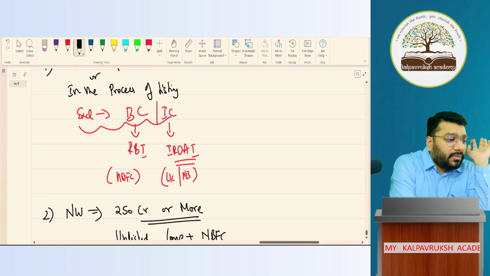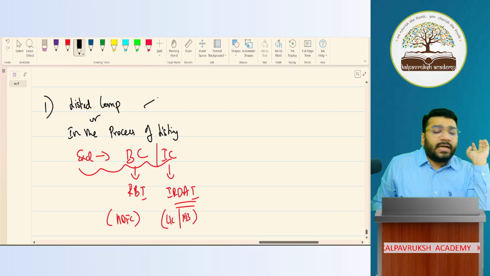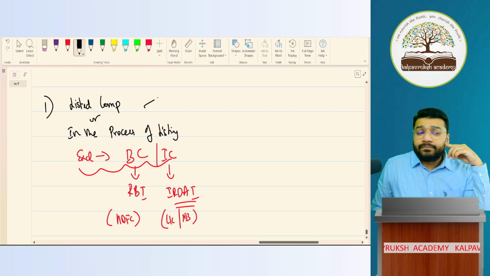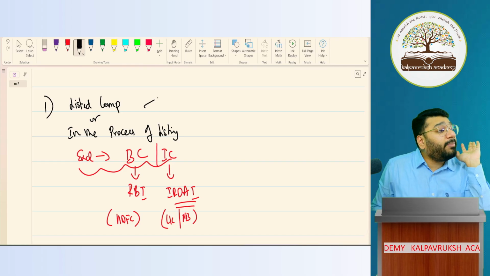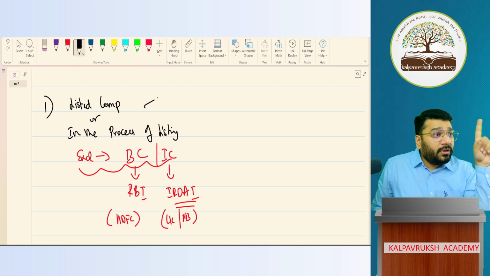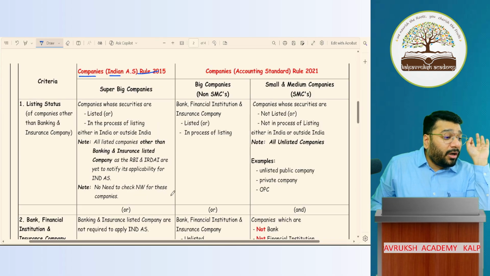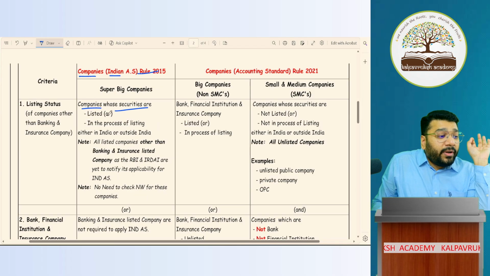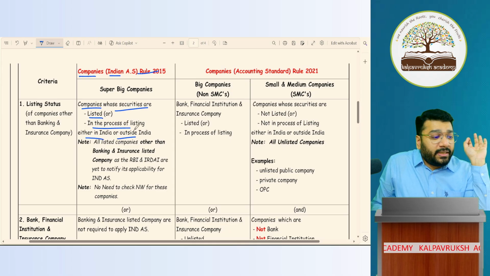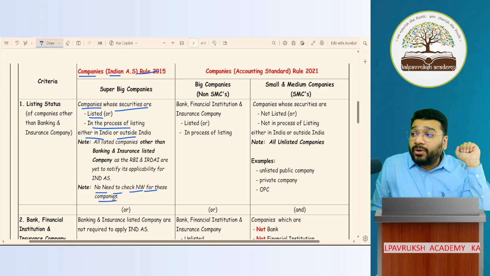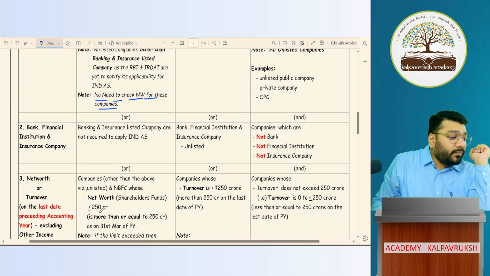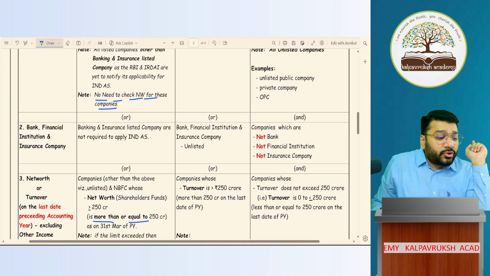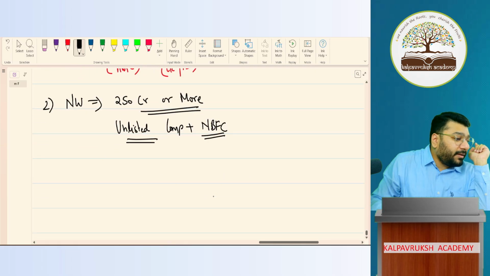Okay. Now, for listed companies, do we check the net worth? No. Listed companies, by default, even if the net worth is 10 rupees, you have to apply Ind AS. So for listed companies, the net worth criteria will not be checked. That is what I mentioned: companies whose securities are listed or in the process of listing either in India or outside India have to apply Ind AS. No need to check net worth for these companies. Net worth has to be checked for unlisted companies. And remember, it is more than or equal to 250 crores. This is the second criteria.